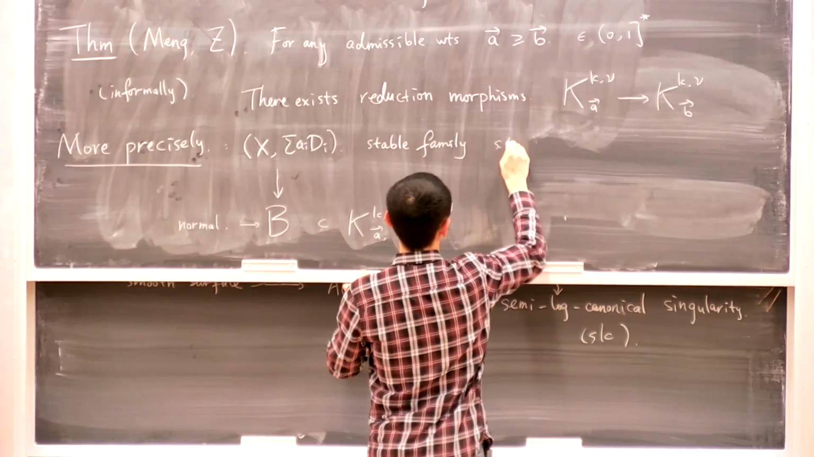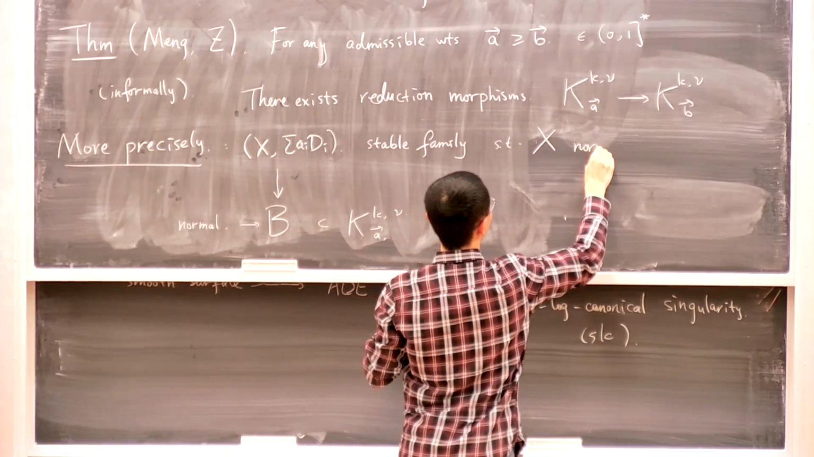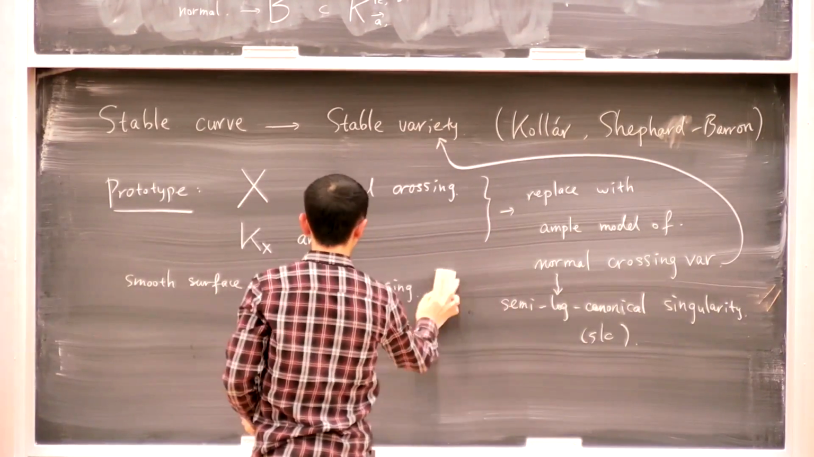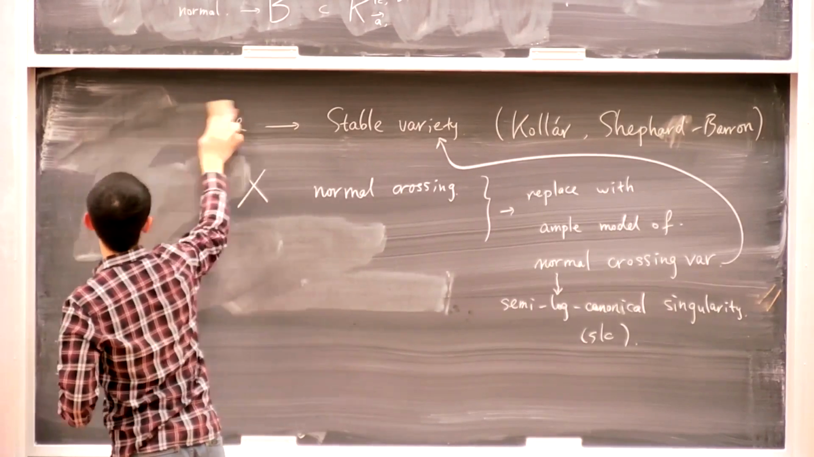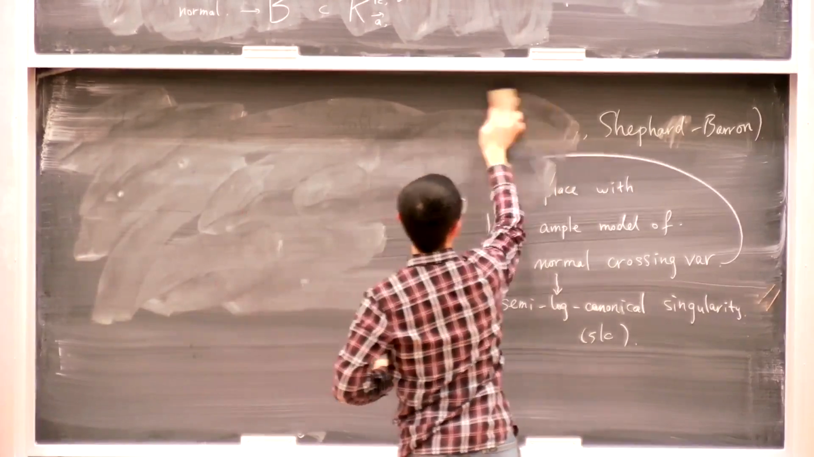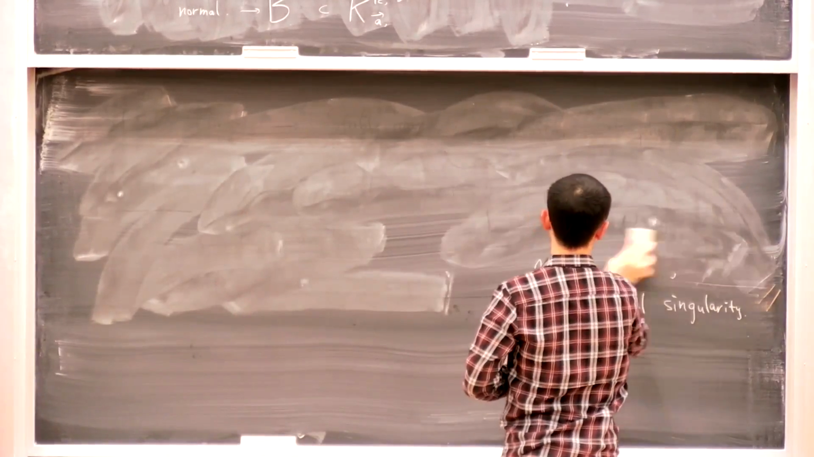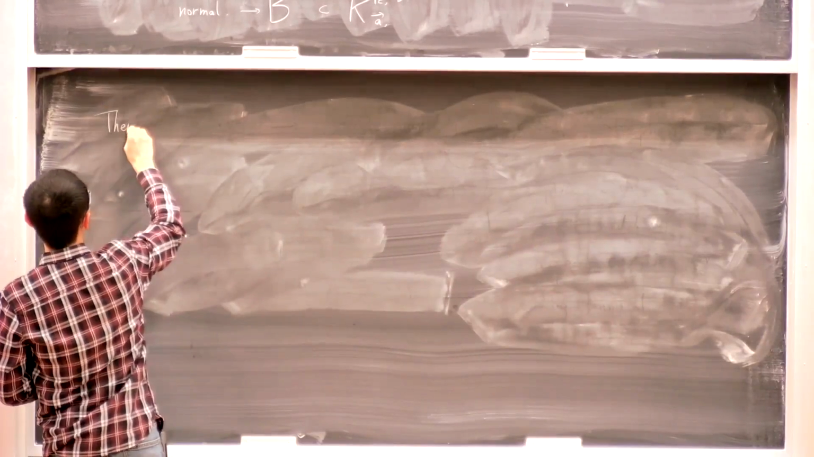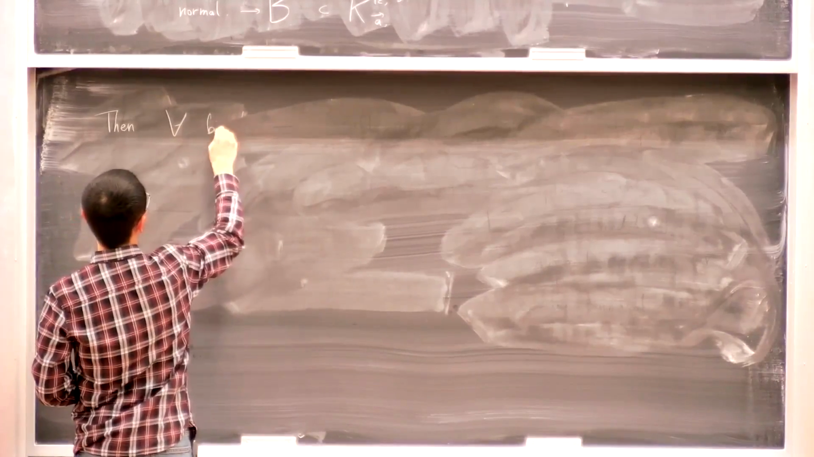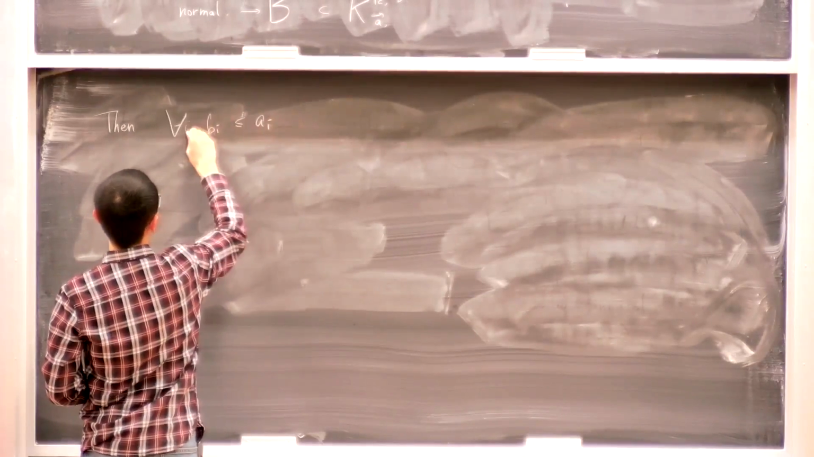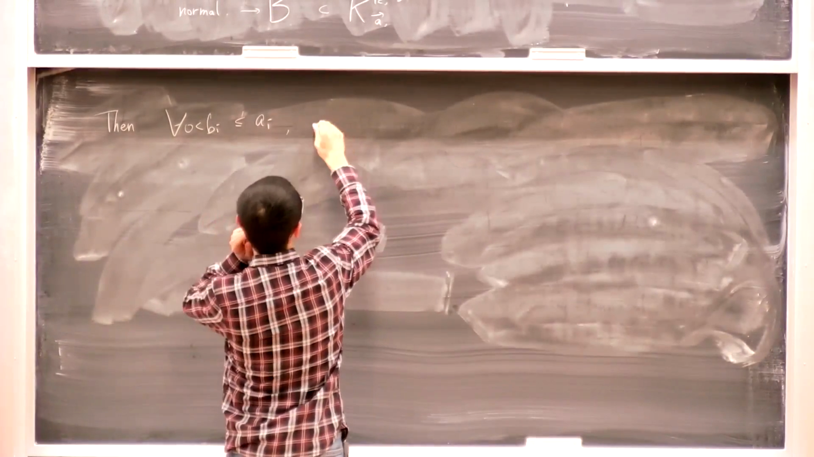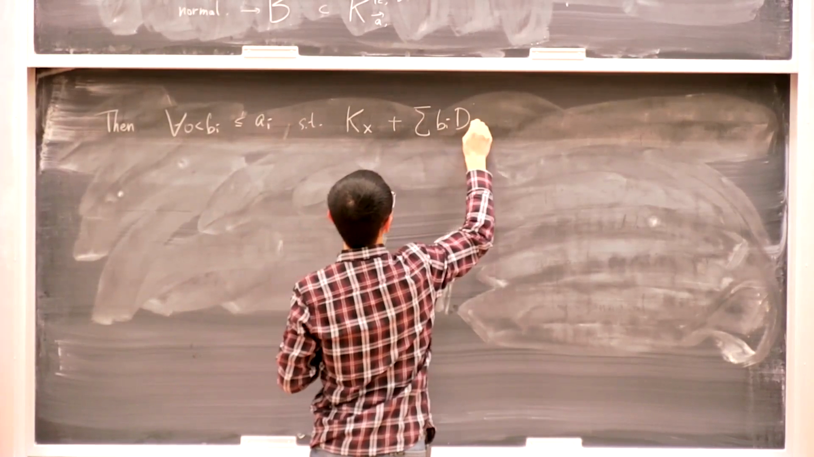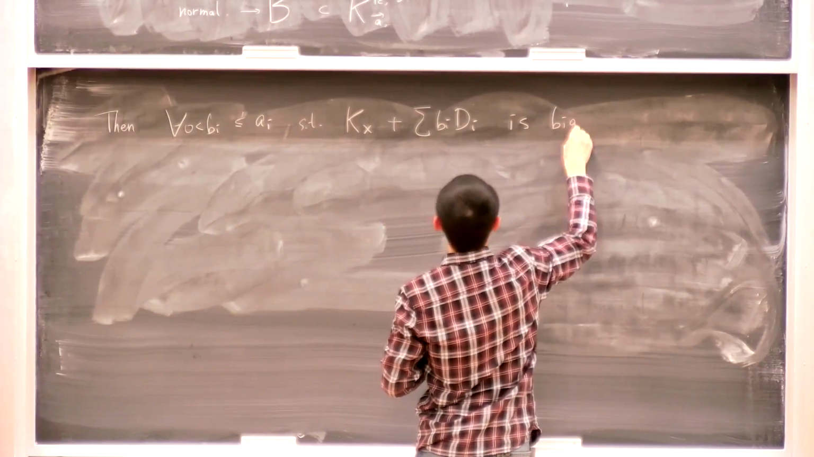Where the total space X is normal. Then the real claim here is that if you choose any admissible weights, a weight between 0 and a_i, such that if I drop the weights to B, this is still big over the base.